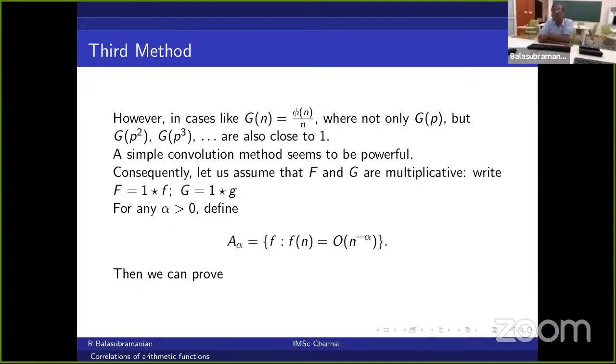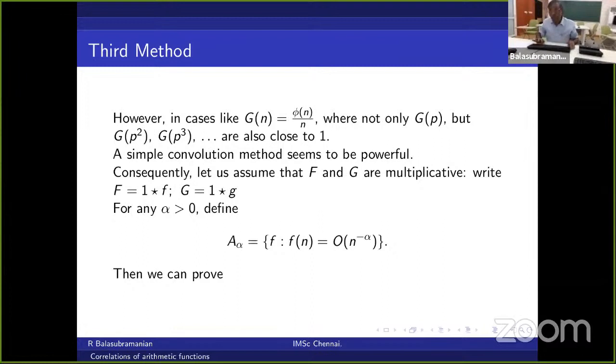Consequently, let us assume that f and g are multiplicative, and about this, that f and g are multiplicative, I will come back a little later. And write again, as usual, capital F equal to 1 star little f, and capital G is 1 star g. And now we are looking at those functions where the little fn is O of n power minus alpha. For example, if you are looking at phi n by n as your function capital F, then this alpha can be more or less taken to be 1 minus epsilon itself.